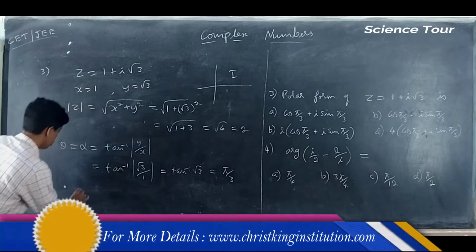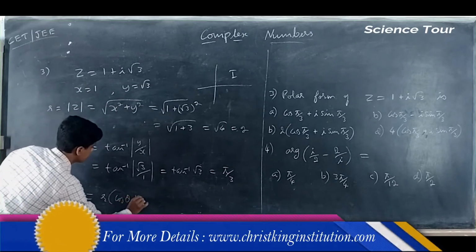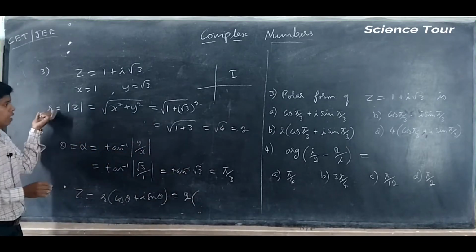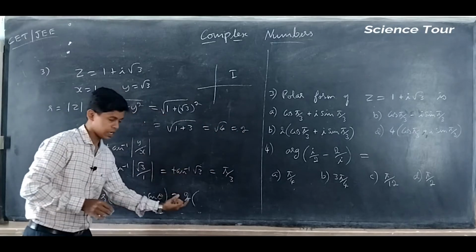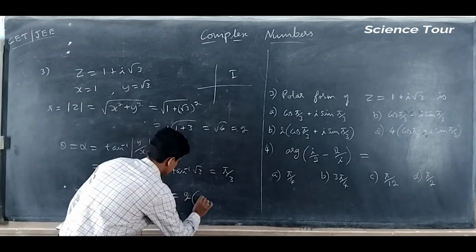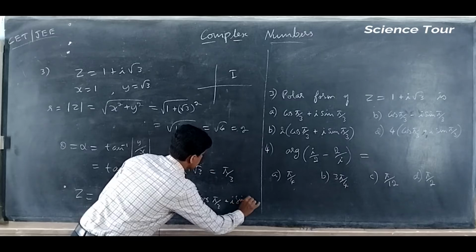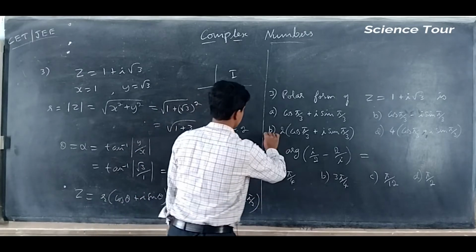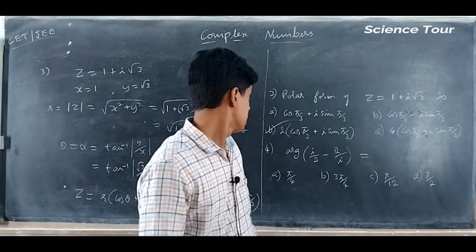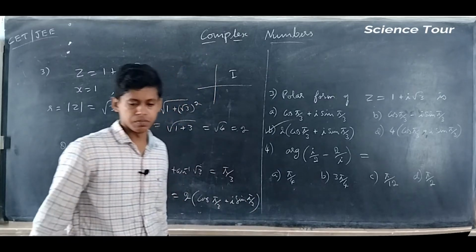So therefore, what's your complex number in the polar form? r into cos theta plus i sin theta, which is 2, because r is 2, right? And then what is theta? Theta is pi by 3, therefore this is 2 into cos pi by 3 plus i sin pi by 3, which is nothing but option B. So that's it about the third problem. Let's move to the next problem.